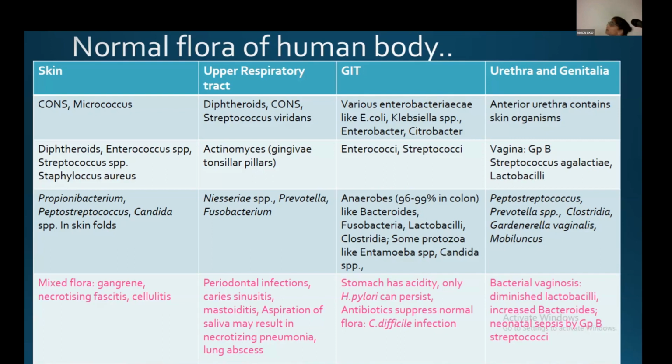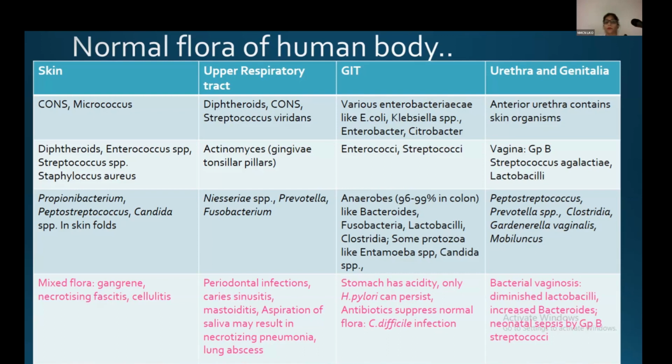Next, we come to the upper respiratory tract. In the upper respiratory tract, again, we have diphtheroids. By diphtheroids, I mean diphtheria-like bacteria. Diphtheria is caused by Corynebacterium diphtheriae, right? And there are certain other similar bacteria which do not cause any disease, or they may be harmful in immunocompromised patients only. So these are categorized under diphtheroids. Okay, they are Corynebacteria species only. So CoNS, diphtheroids, Streptococcus viridans, again, these are the normal inhabitants of the upper respiratory tract.